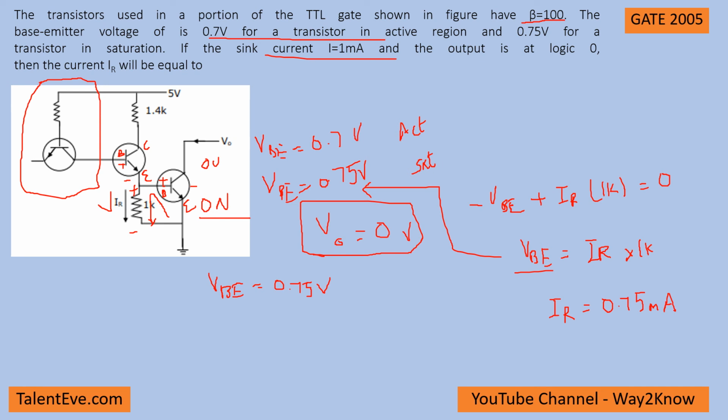So the current that is flowing into this resistor for a given condition of output 0, and considering the transistor is in saturation, the current is 0.75 milliamps.